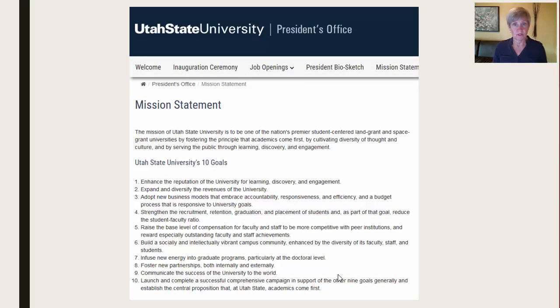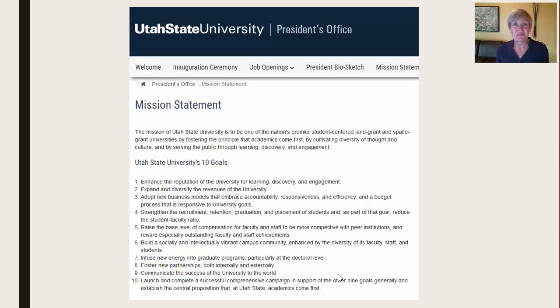So for example, here's Utah State University's. If you go to the President's Office page, the mission of Utah State University is to be one of the nation's premier student-centered land-grant, space grant universities by fostering the principle that academics come first, by cultivating diversity of thought, culture, and by serving the public through learning, discovery, and engagement.